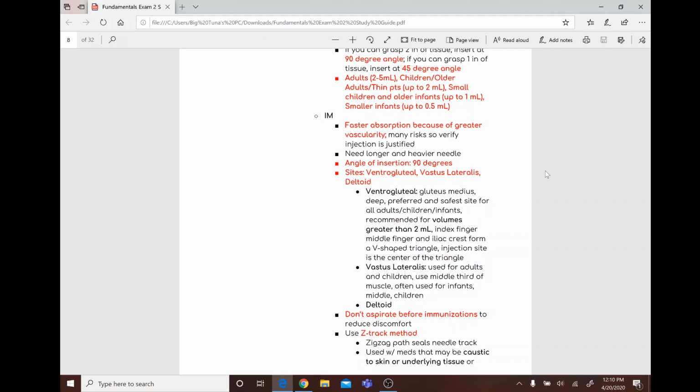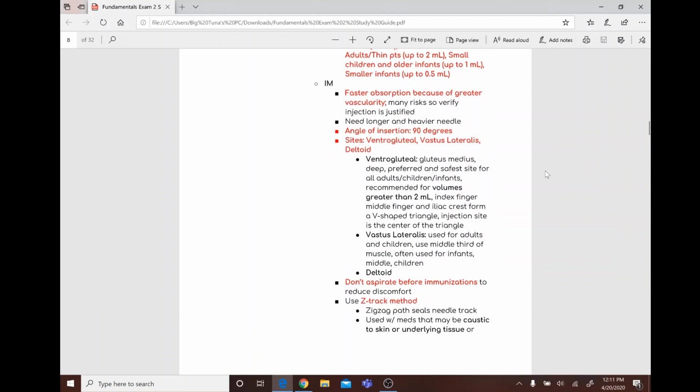Gluteus medius, the deepest and safest site for all adults, children, and infants. Recommended for volumes greater than 2 mL. Index finger, middle finger, and iliac crest form a V-shaped triangle. The insertion site is in the center of the triangle. Vastus lateralis, we know that one.